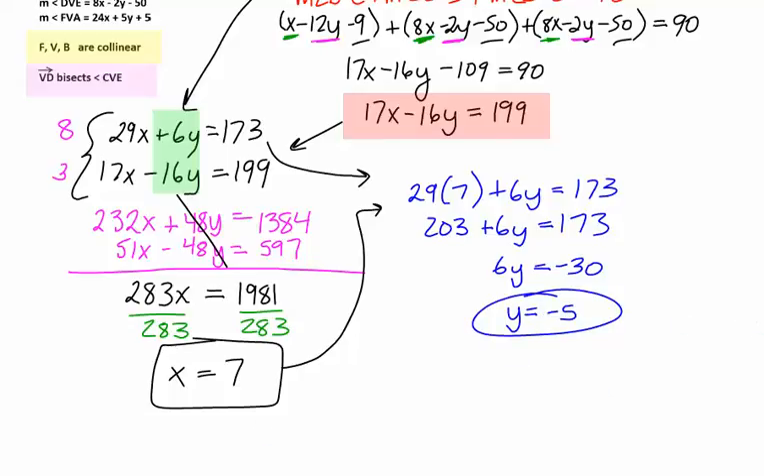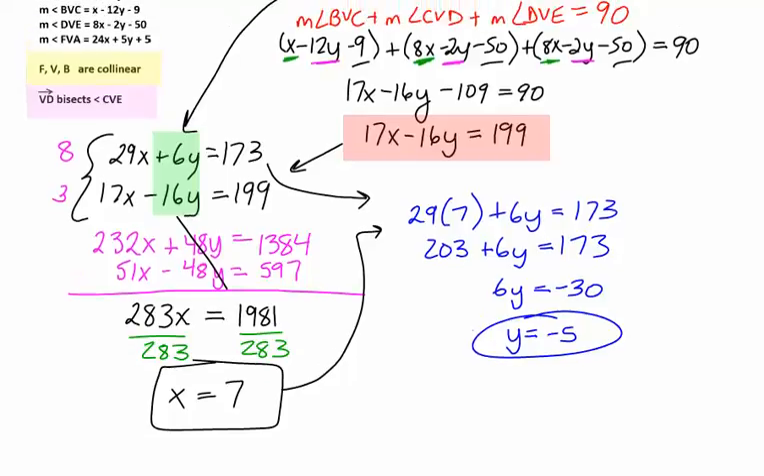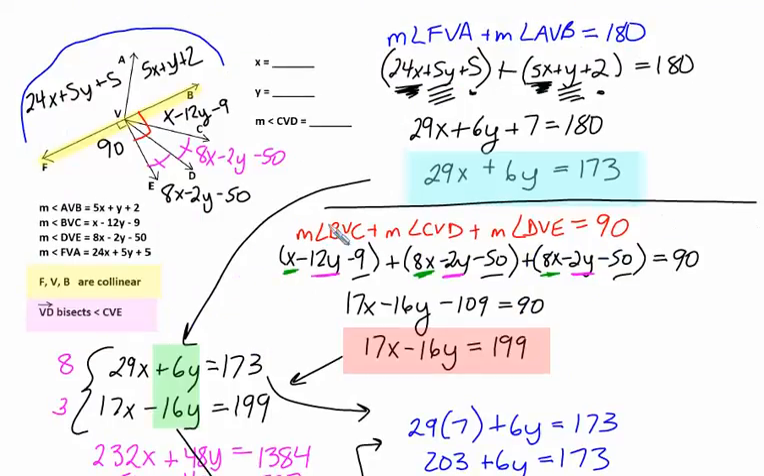Please make sure to go back and answer whatever question was asked. So at the top of the page we see that we had x is 7, y is negative 5, and we still need to solve for the measure of angle CVD. Now we do have an expression for CVD. It's 8x minus 2y minus 50.